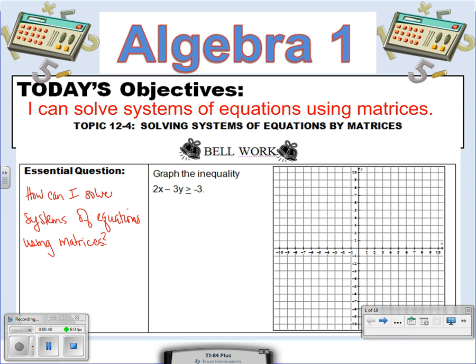Our bellwork problem is a review problem on graphing inequalities. You are given 2x minus 3y is greater than or equal to -3, and we need to graph. Just like any other equation, we need to get it into slope-intercept form, which means we want to solve it for y. We want to get y by itself. We'll have something times x plus something.